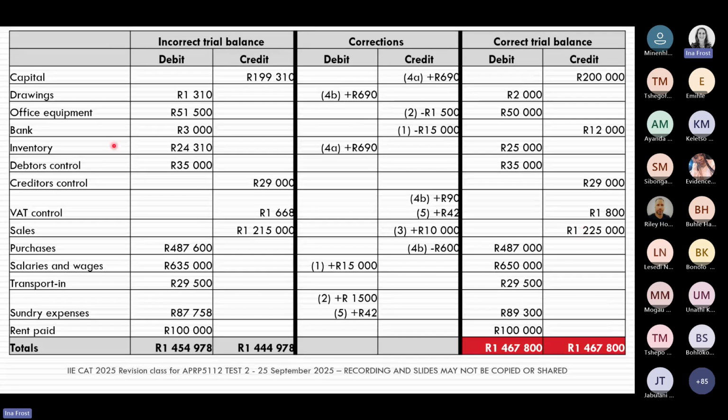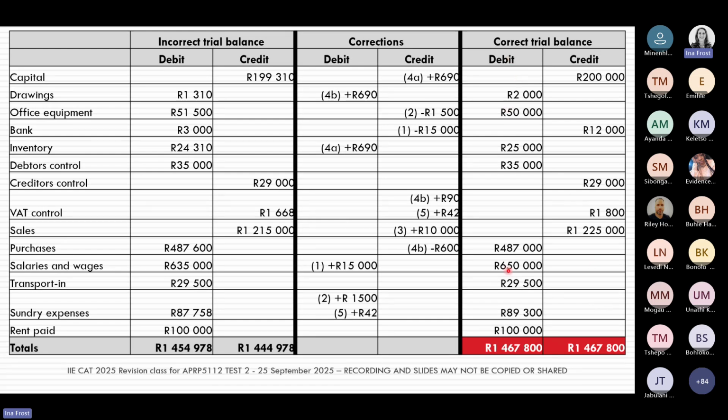Let's look, for example, at debtors control. Debtors control didn't have any correction, so I can just use the 35,000 as is in the correct trial balance. If there's no correction, then you just use the same number. Otherwise, you will have to start with the incorrect number, add or subtract the correction to get to your correct trial balance. And then, of course, my big test: how do I know if I've done it all correct?